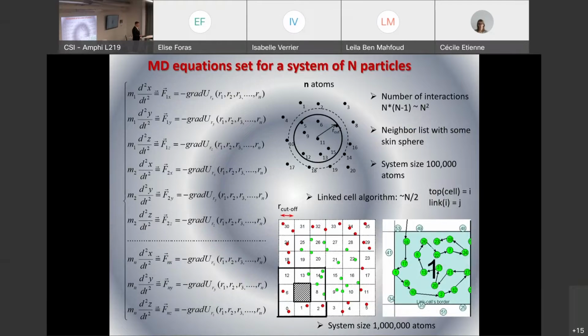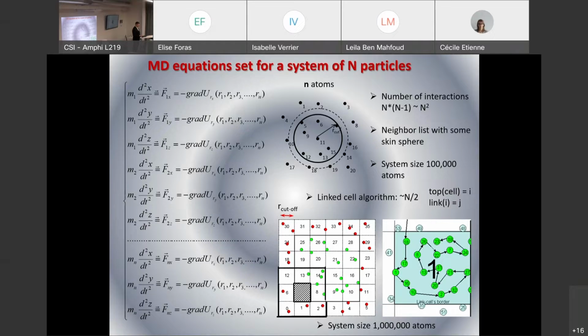But if we add a skin layer to such a sphere, then calculating the list of possible interactions inside of the outer sphere allows us to perform this operation not every time step, but every 10 or 20 steps. That increases the efficiency of calculations a little bit, and a system of up to 100,000 particles can be calculated with a single processor.